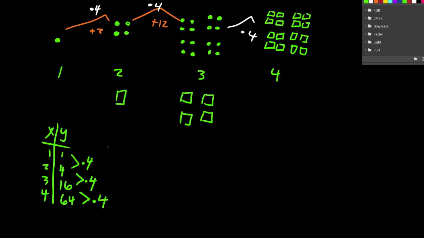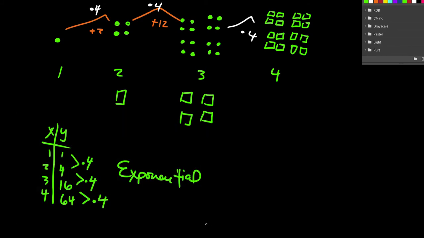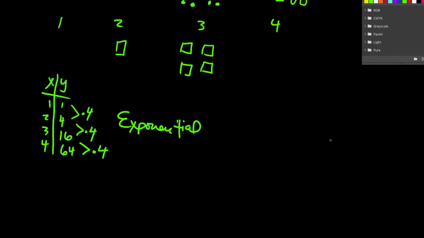And so when we have this type of growth, that's exponential. When we have exponential growth, it's when we're multiplying by the same number over and over and over. Again, I'll screenshot this so I can use it in another video. And we have one more type of growth that I want to talk about.